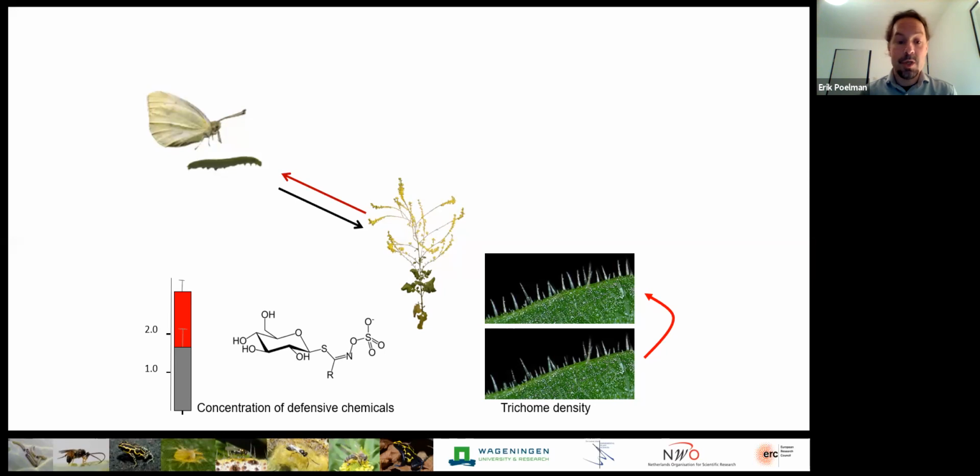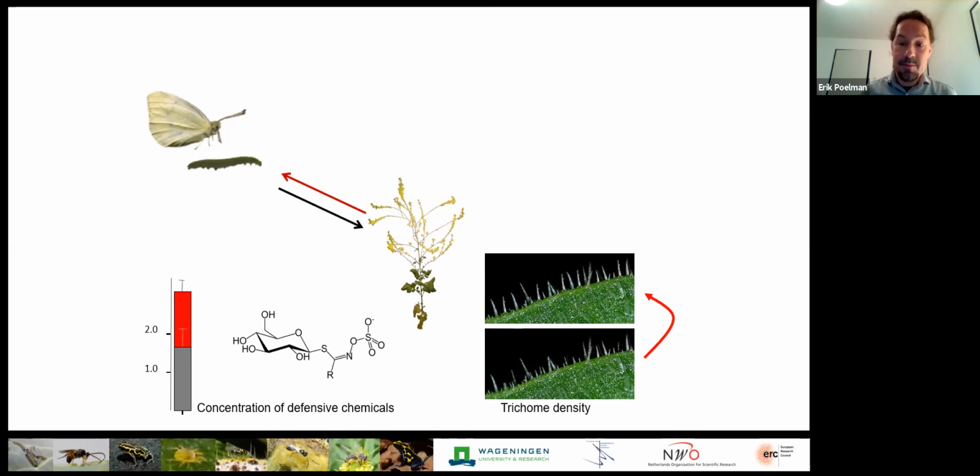And these responses could include, for example, an increase in concentration of defense chemistry, like glucosinolates for brassica plants. But it could also be that trichomes are in a larger density. And what we see is that most of the time when the herbivore is feeding on an induced plant, the plant is responding specifically to the particular herbivore species that is feeding on it and tailors its defense to that particular species that attacks the plant. And we see that it decreases the performance of the herbivore that's feeding on that plant.